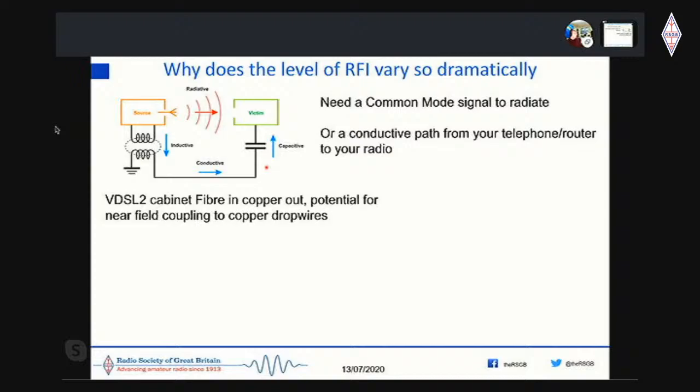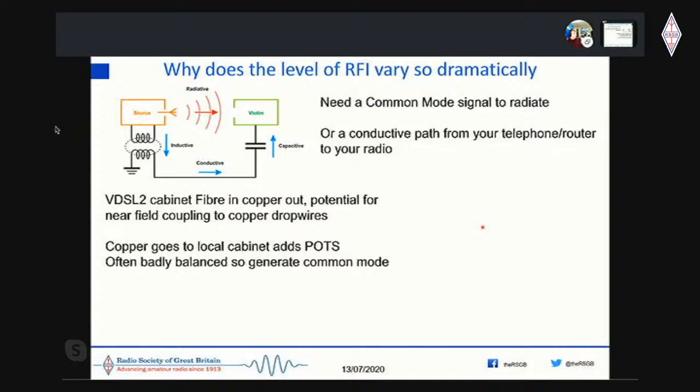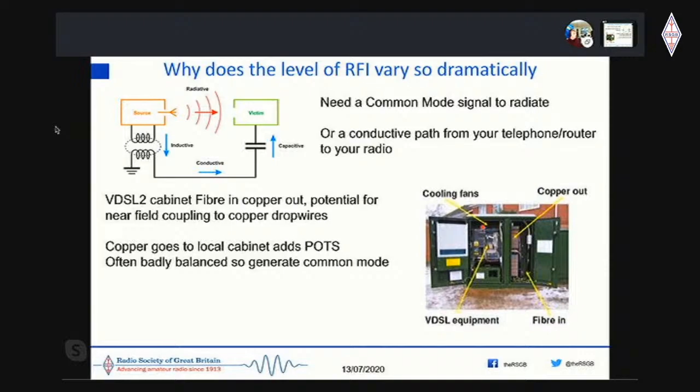So where does it actually come from? Well, in the VDSL2 cabinet that sits in the street outside, you have fiber going in and copper coming out. The copper goes to another local cabinet down the road a bit where it adds your ordinary telephone wire. And all of that copper is often badly balanced. As soon as you get a resistive or reactive imbalance, you will get some common mode generated. And that common mode will couple in to the copper wire and come through.